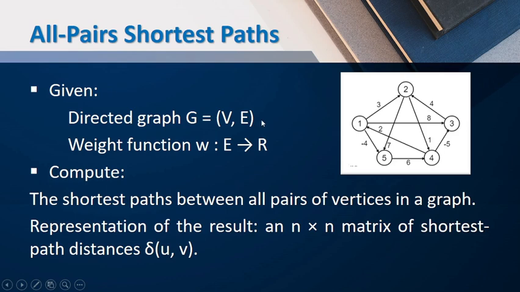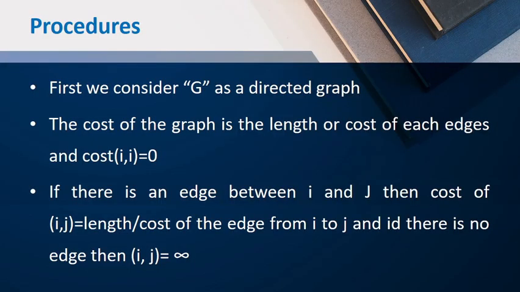There are mainly three approaches for this problem. The first is matrix multiplication, the second is Floyd-Warshall, which we are going to discuss, and the third is Johnson's method. Unlike the single source algorithm, which assumes an adjacency list representation of the graph, most of these algorithms use an adjacency matrix representation. So here are some procedures of our shortest path.